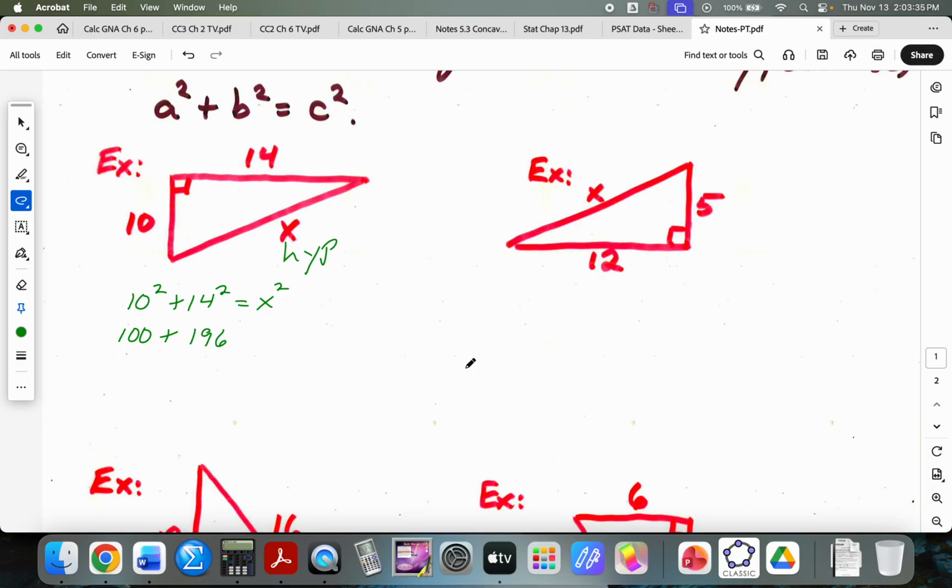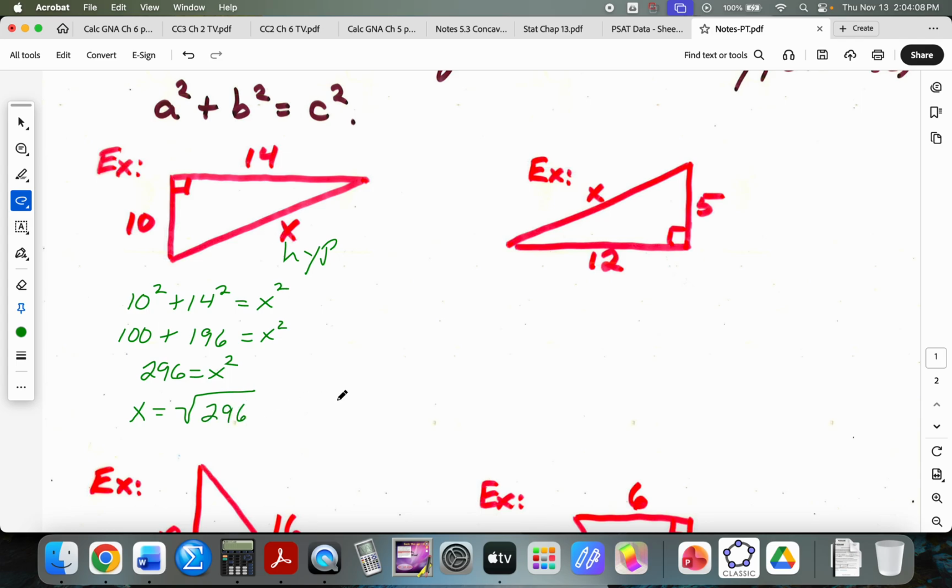It's got to end in 6 because what's 4 times 4? So when you multiply it out, the number at the end has got to be a 6. It's just a question of what are the two numbers before that. Equals x squared. Add these, and we get 296 is x squared. So x is the square root of 296.